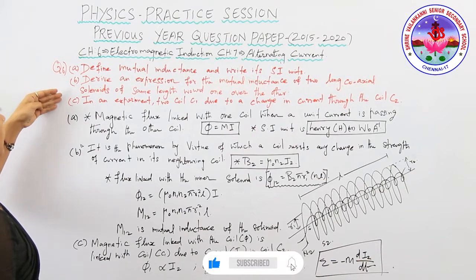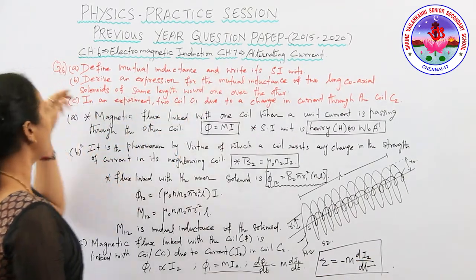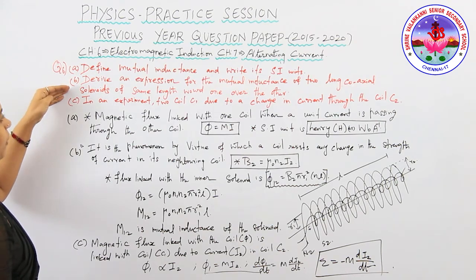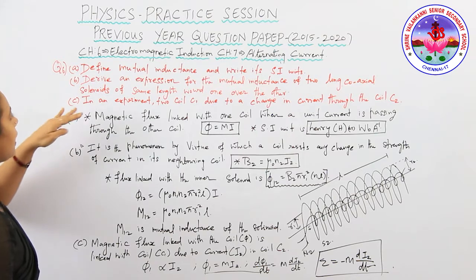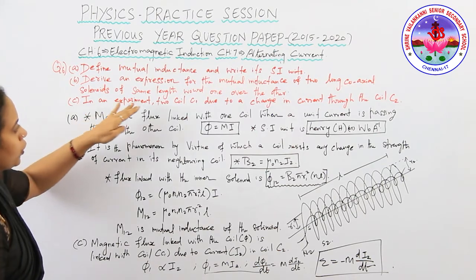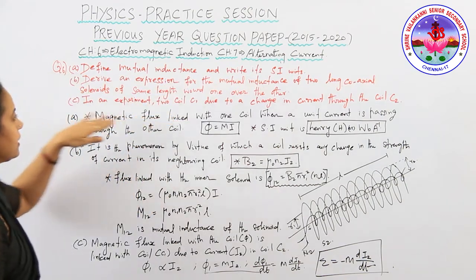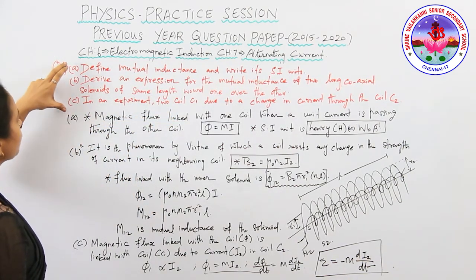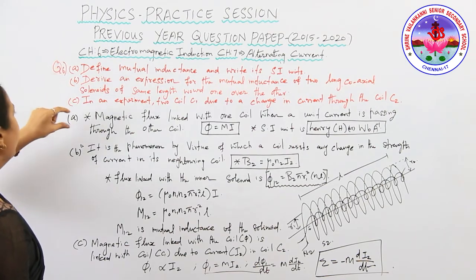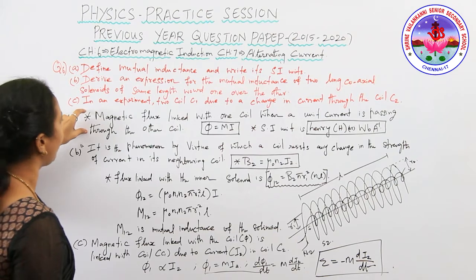The subdivisions will give the separation of marks, like define mutual inductance and write its SI unit, maybe 2 marks. And this one is for the derivation of the mutual inductance of the long coaxial solenoid, for 2 marks. And the experiment will give the change in the current in coil C2, all three together for the mutual inductance of the coil. First, you must know what mutual inductance is. The definition you have to write.